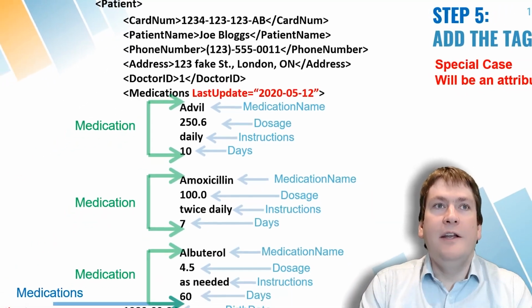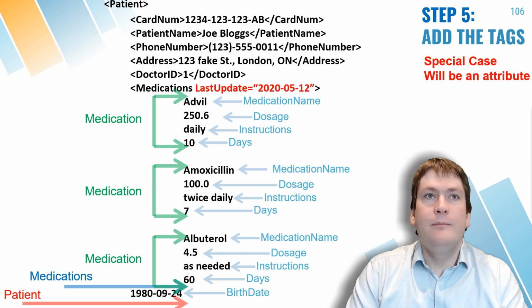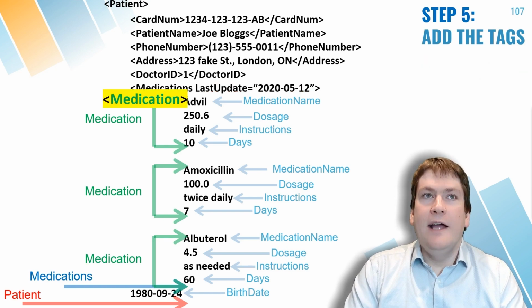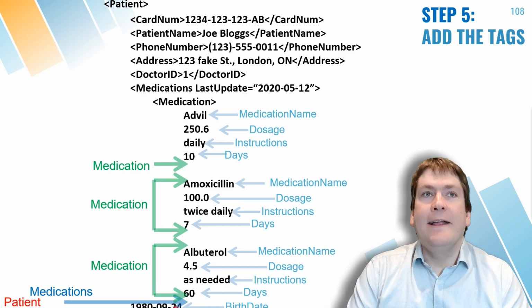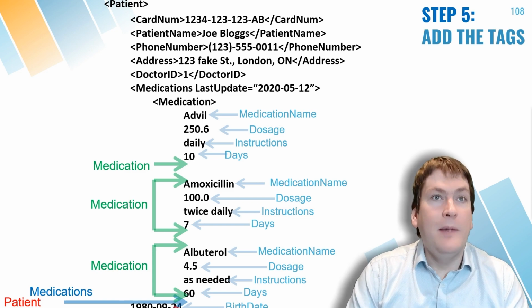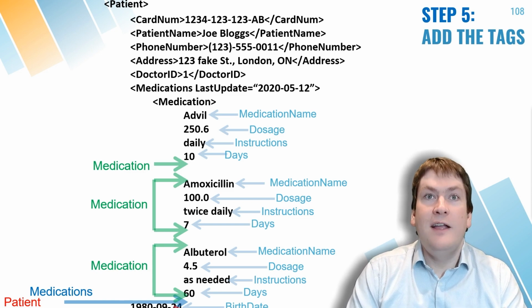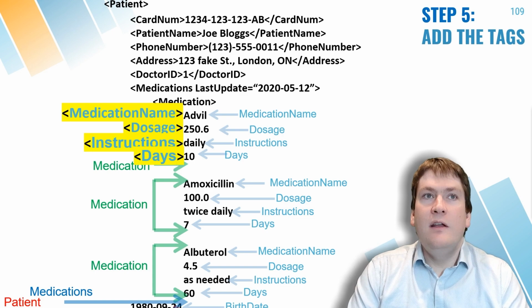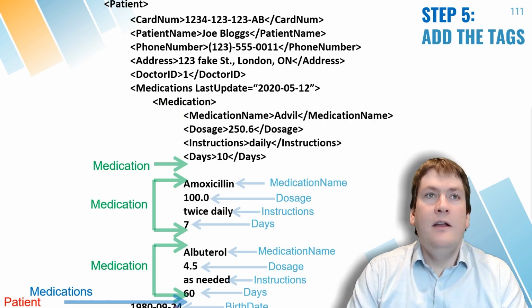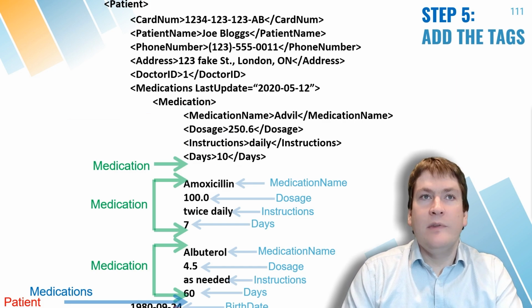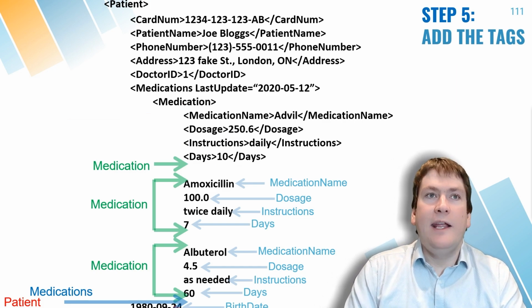So the next thing we're going to run into is the medication grouping. We're going to add the medication tag name, the opening one. And now we're going to go through each one of the data elements contained in medication. The medication name, dosage, instructions, and days. See all the opening tags, we're going to match them with closing tags and indent them properly. So these are all the values for that one medication.